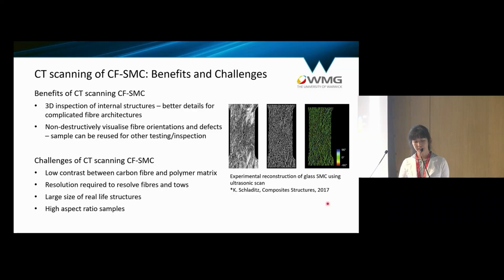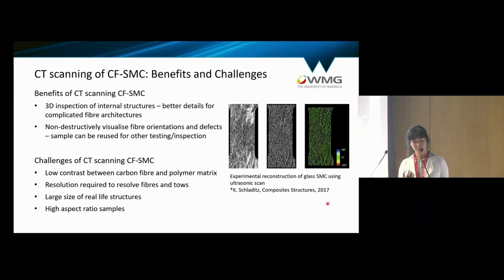However, there are significant challenges associated with CT scanning for carbon fiber SMC. The first one, for those of you who actually do CT scan, I'm sure you understand, is the problem with low contrast between the density of the carbon fiber and the polymer matrix. Carbon fiber has a typical density of 1.8, whereas the polymer matrix we usually use would have something around 1.2. This means we need very high resolution to be able to distinguish the fiber and the matrix in a scan.